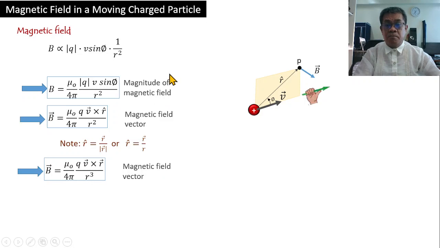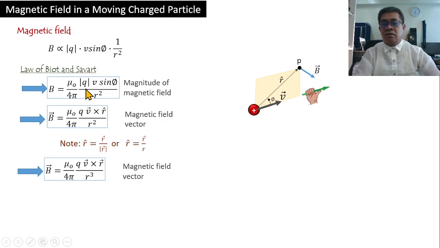But the magnitude of the magnetic field is just equal to the magnetic constant times the absolute value of the charge times v sine P, where P is the angle between the velocity and the position vector, divided by the square of the distance of the point of interest. That's it. Okay. So again, a reminder that there are two ways to provide the direction: we can use the right-hand rule or we can use the formula. The magnitude can be calculated using this formula.